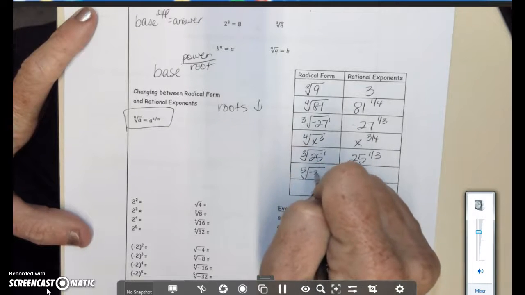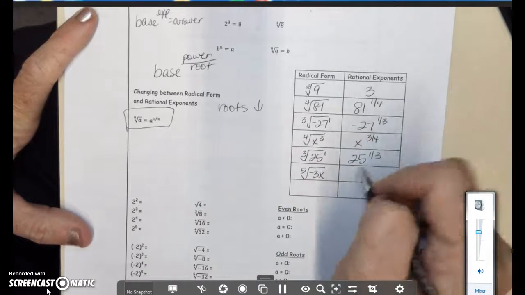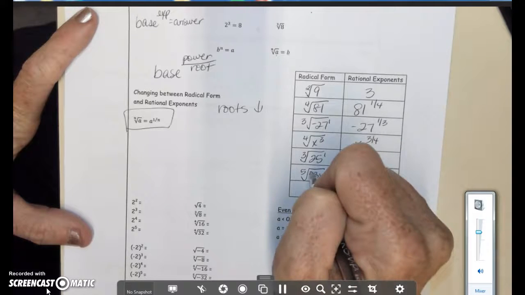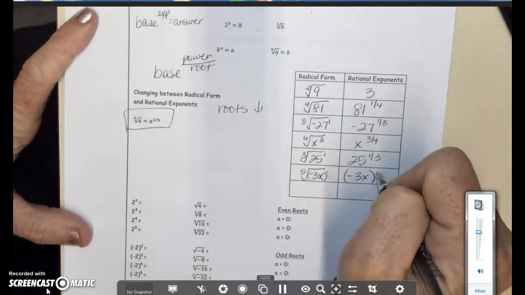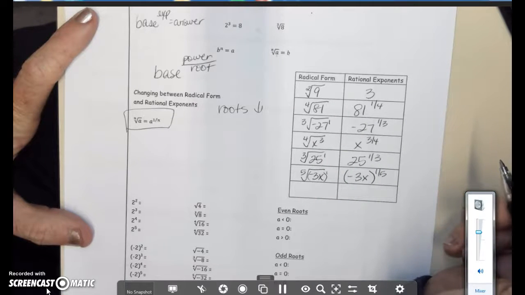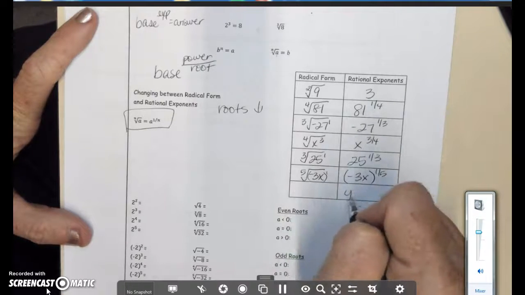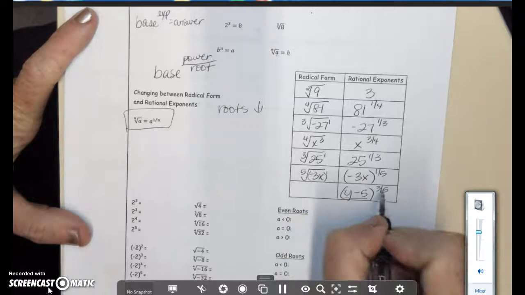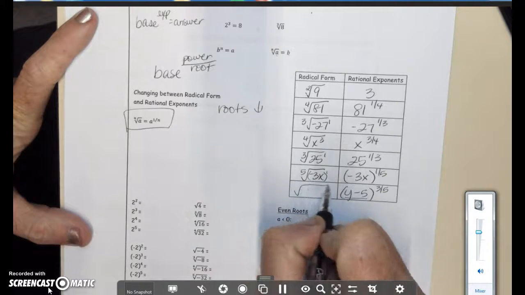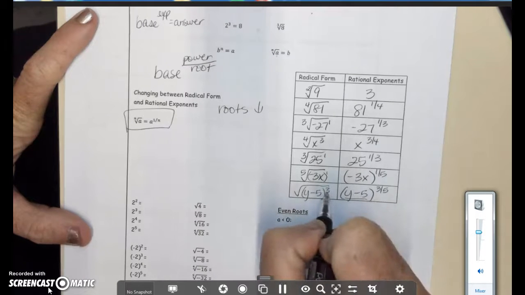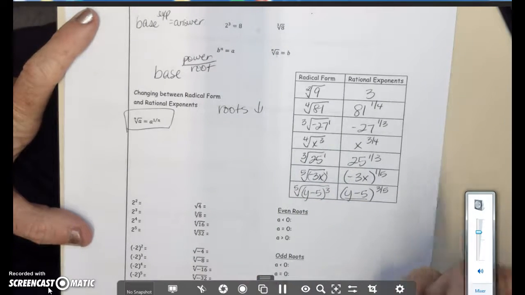5th root of negative 3x is going to look like negative 3x to the 1/5, and you need to make sure it's this entire thing, because this all had the root taken from it. Then (y minus 5) to the 3/5. So you have to be careful. This entire thing is being raised to that power. So that is what's going to go in the radical. It all needs to be raised to the 3rd power and then have the 5th root taken from it.